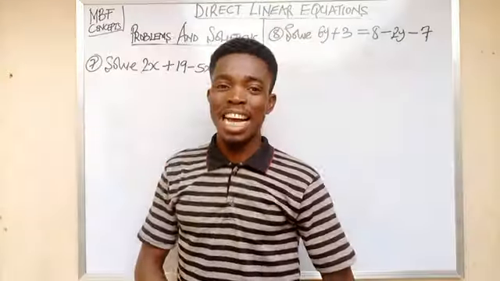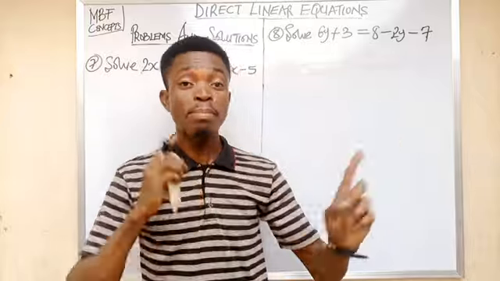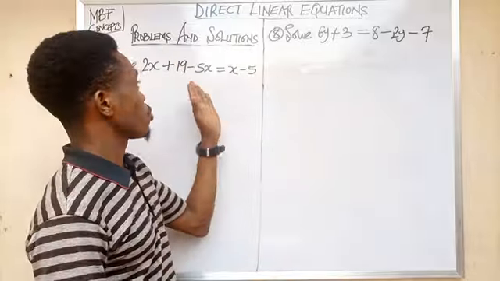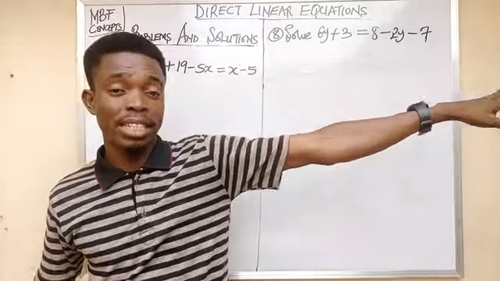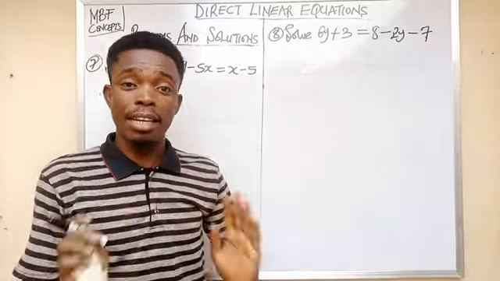7 and question number 8 on the board. So we are going to solve them simultaneously, right? Yes. Once we are done with question number 7, solve question number 8. Then we are done with direct linear equation.